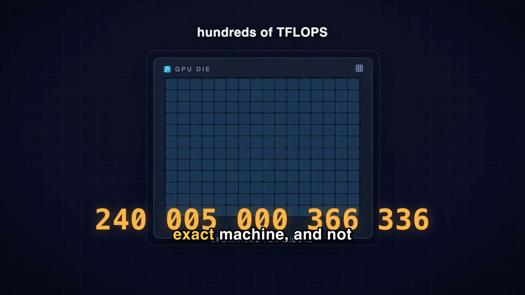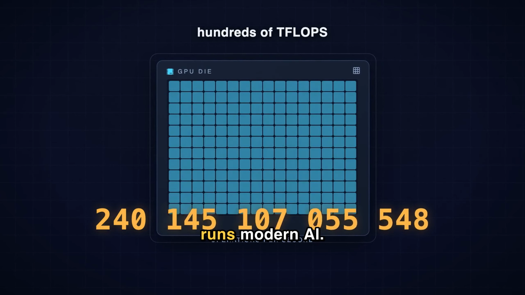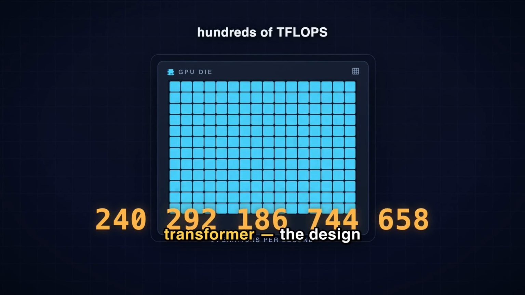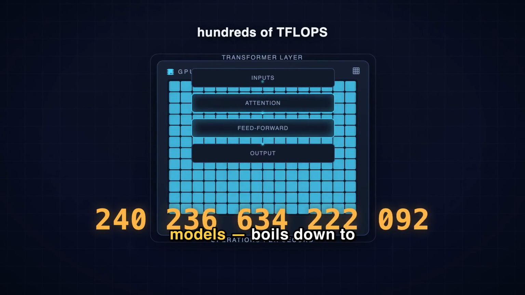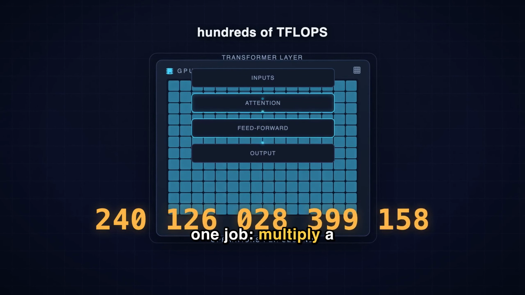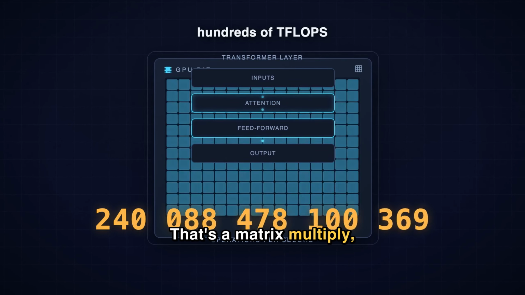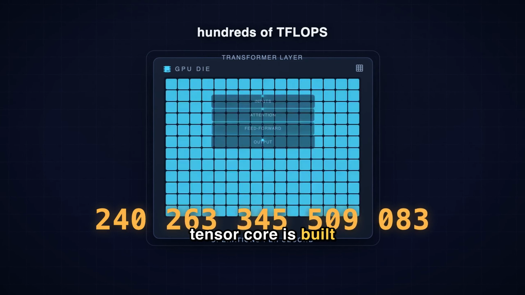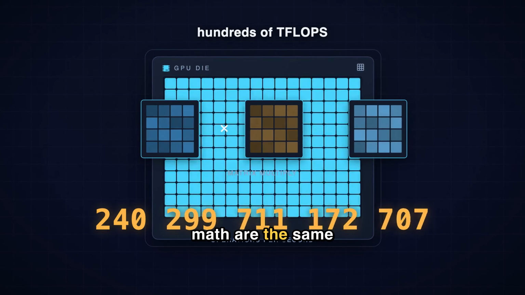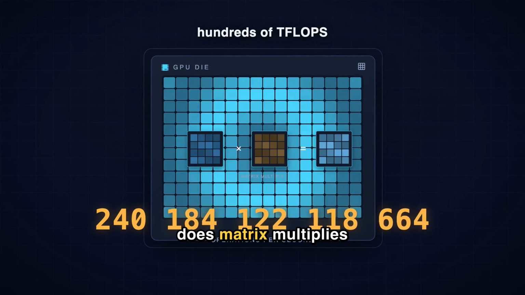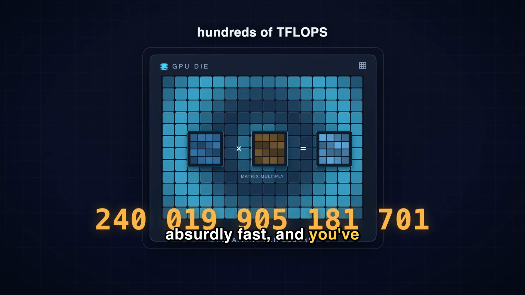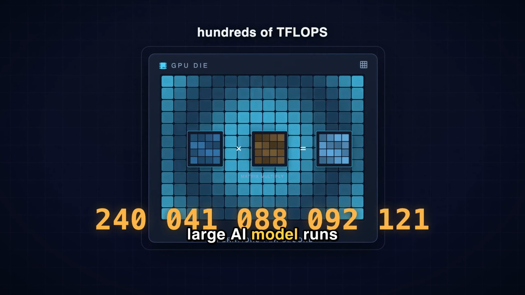And here's why this exact machine, and not some general-purpose chip, runs modern AI. Every layer of a transformer, the design behind today's language models, boils down to one job: multiply a big matrix of inputs by a big matrix of learned weights. That's a matrix multiply, the precise thing a tensor core is built to do. The hardware and the math are the same shape. Build a chip that does matrix multiplies absurdly fast, and you've built the engine every large AI model runs on.